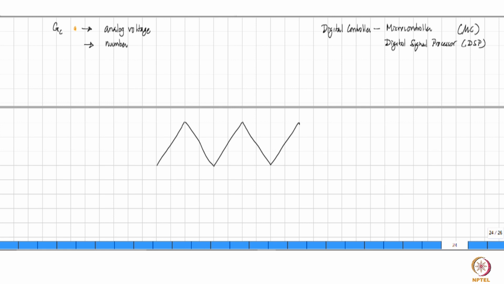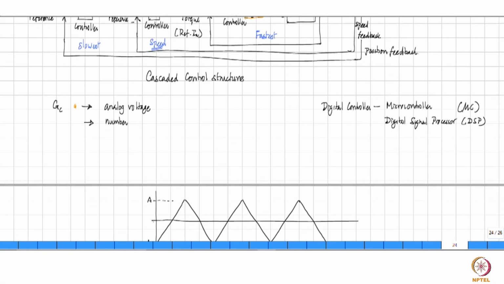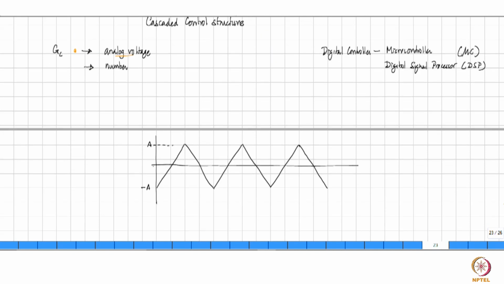This is the triangle, and I draw the y-axis here, and this, let us say, is 0 of the triangle, and this goes up to an amplitude of A, and here it is minus A. And then what I do is, we said that the output from GC, let us say it is an analog output voltage, then let the voltage be somewhere here.